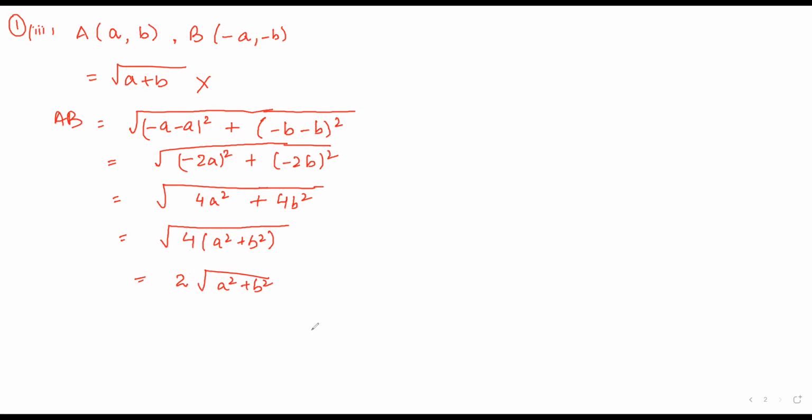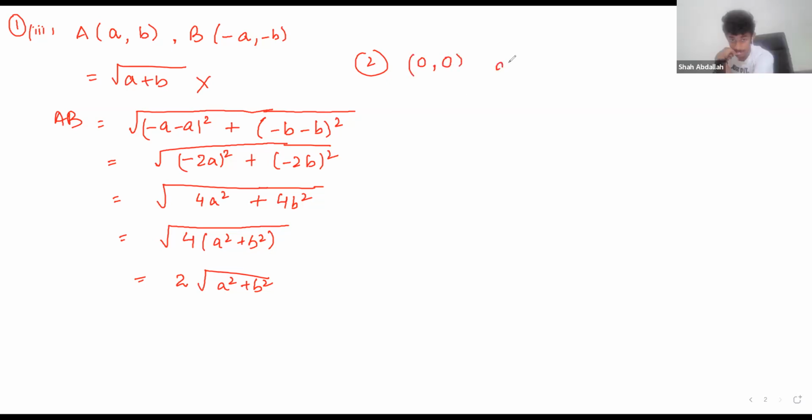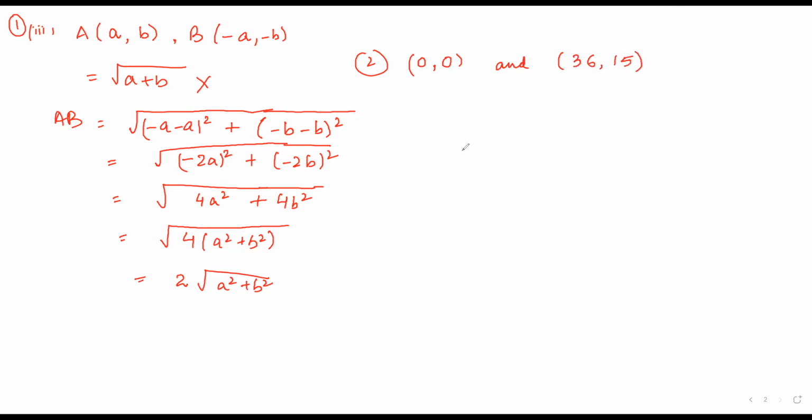Okay. Now tell me, second question, Abdullah. Find the distance between the points. So there's a point, Abdullah, 0, 0. And another point is this 36 and 15. So you have to find the distance. So first of all, you give name to it. Let's say this point is A and this point is B, and then find AB. Okay, now tell me what is AB.